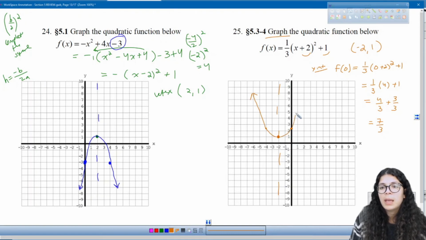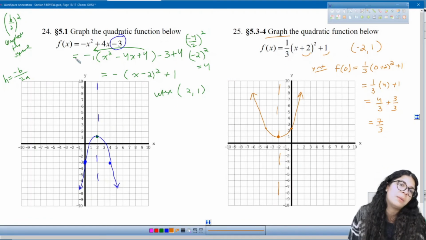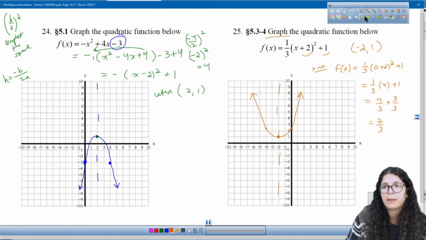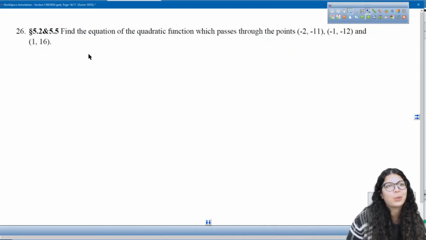There we go. And we can always kind of confirm, right, that we didn't do anything super crazily wrong because the A value is positive, so this should be facing up. Over here on number 24, the A value is negative, so it should have been facing down. Everything kind of connects together. All right, so let's move on to 26.